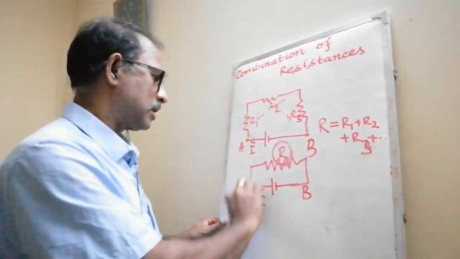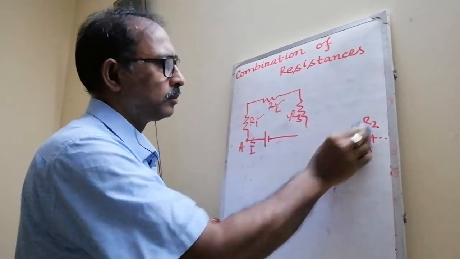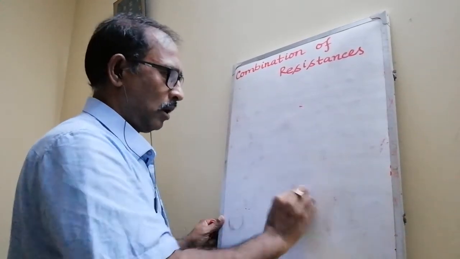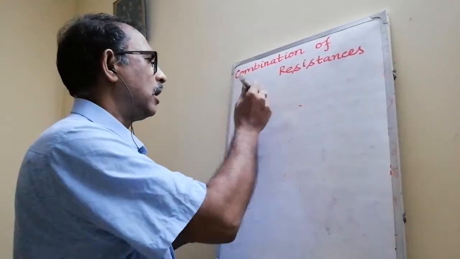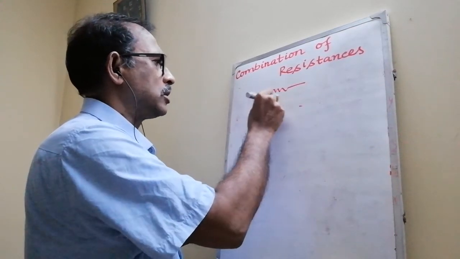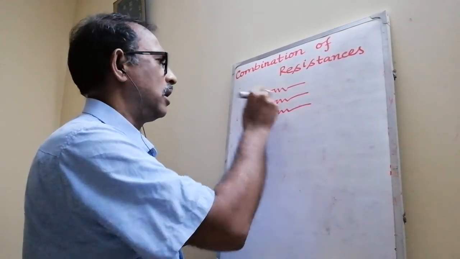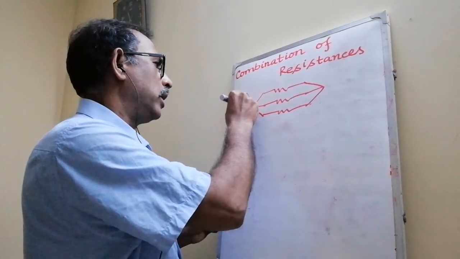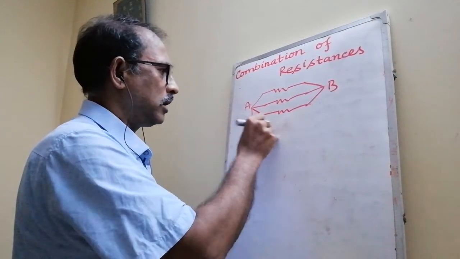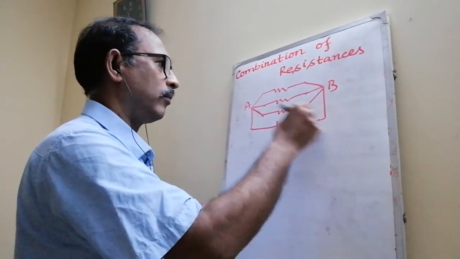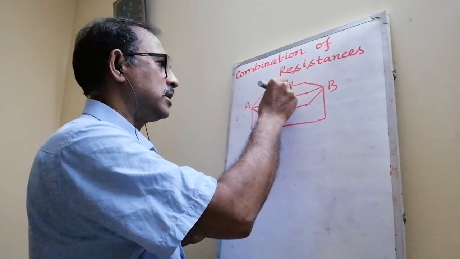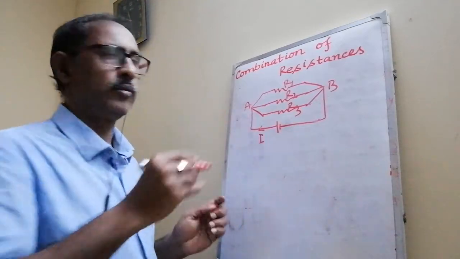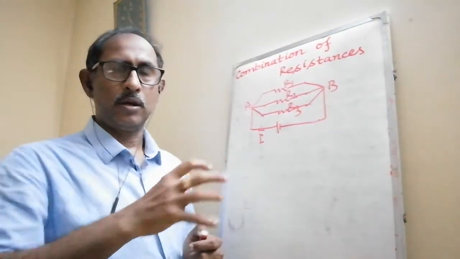Now we discuss this equivalent resistance for the parallel circuit. Parallel circuit, that means say this is the first resistor, this is the second resistor, and this is the third resistor. This is the point A and this is the point B, and it is connected with the cell. This is R1, this is R2, and this is R3, and the circuit current is I. This is a parallel combination.